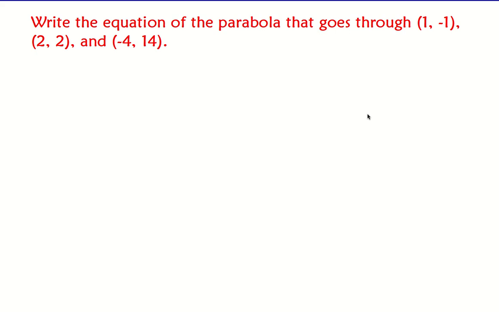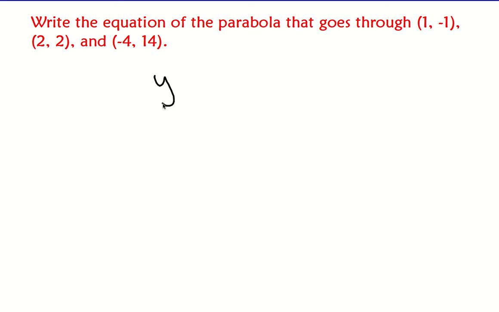If I knew that one of those was the vertex, then that would be helpful. Or if I knew that 2 of those points had the same y value, then I could split the distance of the x values to find the axis of symmetry, because I know the symmetric nature of the parabola. But because none of the y values are the same, and I don't know if one of those points happens to be the vertex or not, I'm going to need to make a system of equations here.